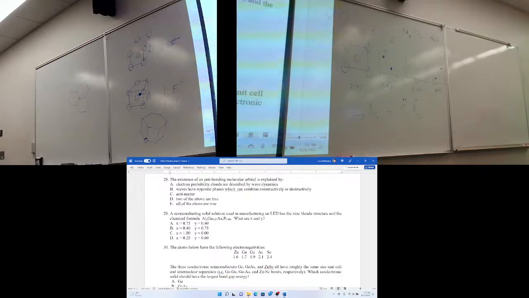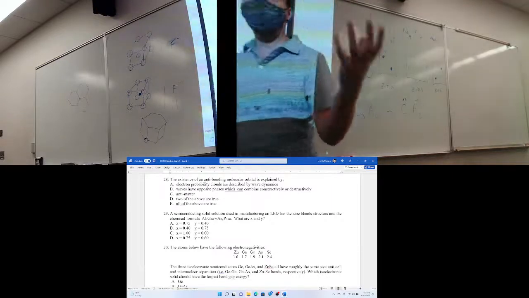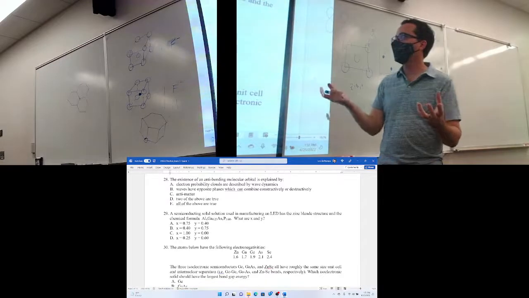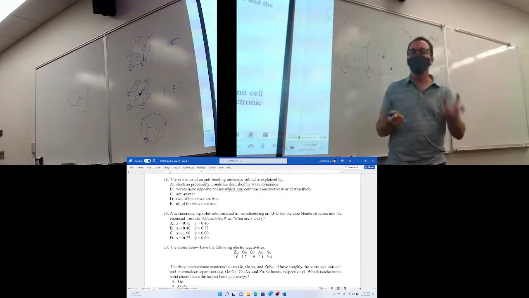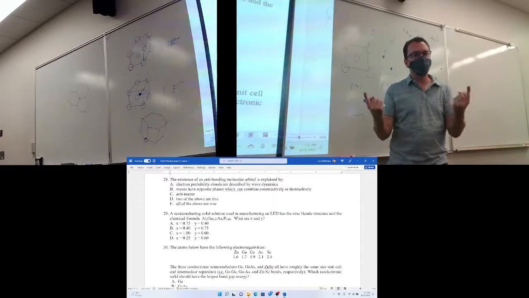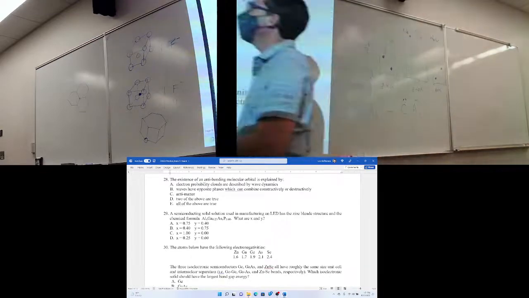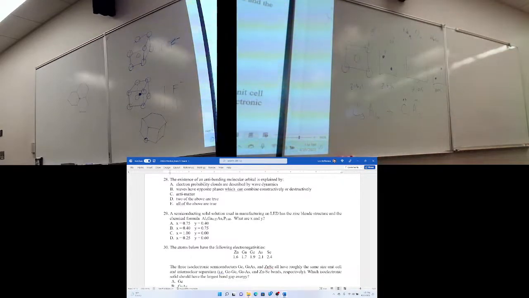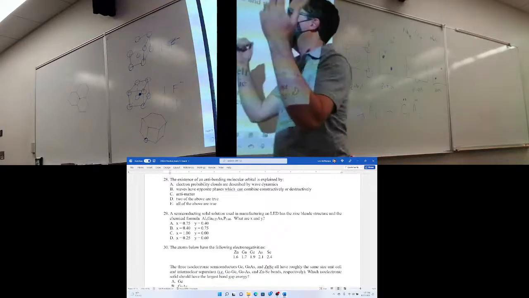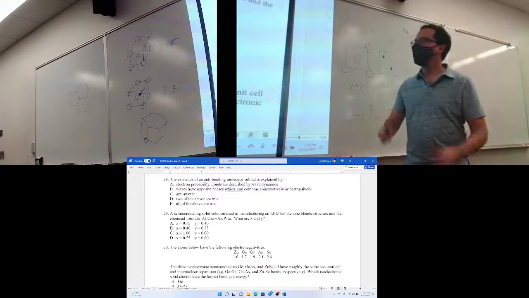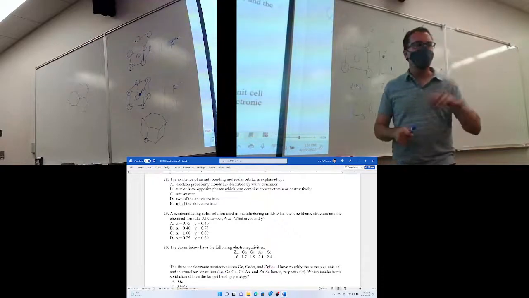So aluminum is from group 3, gallium is from group 3, arsenic is from group 5, and phosphorus is from group 5. So we have a series of group 3 elements, a series of group 5 elements, and the rule is we need 1 atom of each. 1 of group 3, 1 of group 5. And so if I have a quarter gallium, I should have 0.75 aluminum. And if I've got 0.6 phosphorus, I should have 0.4 arsenic. So A is the best answer here. Those fractions need to add up to 1 each.